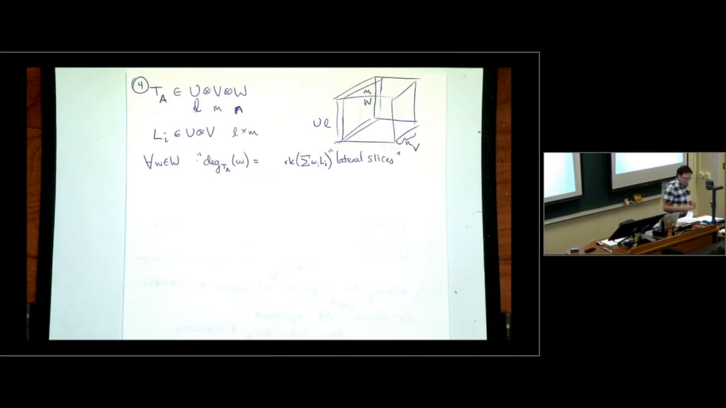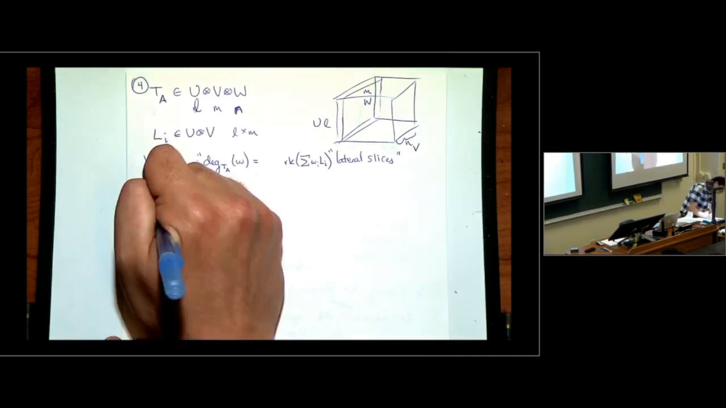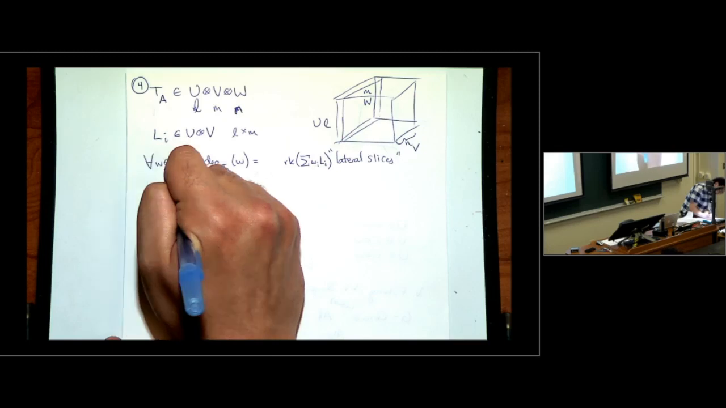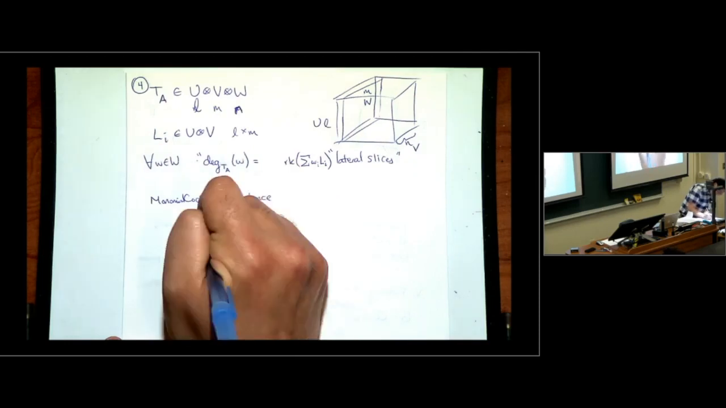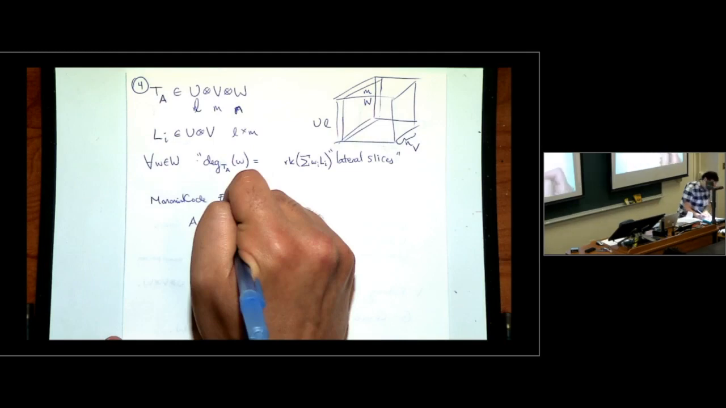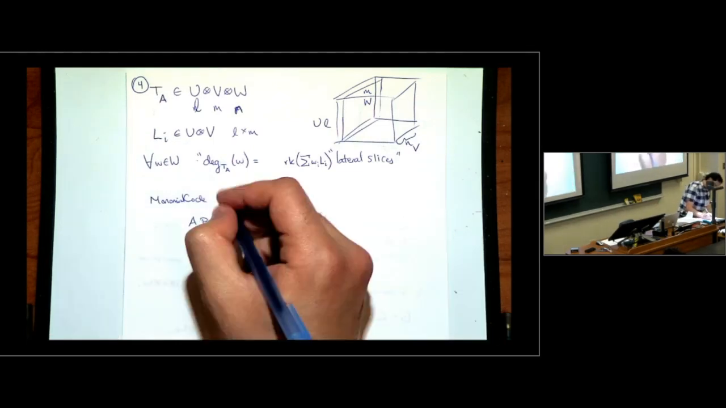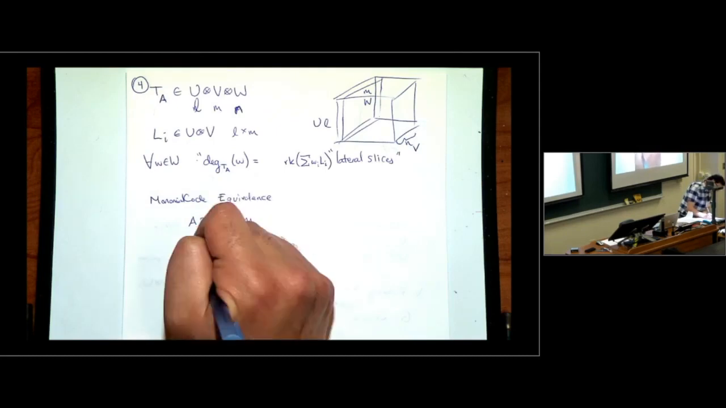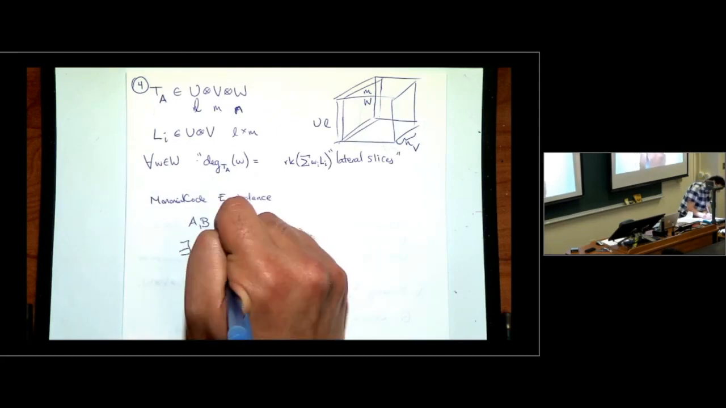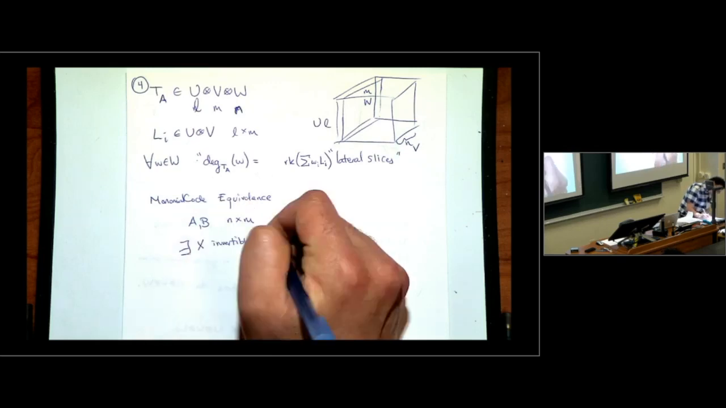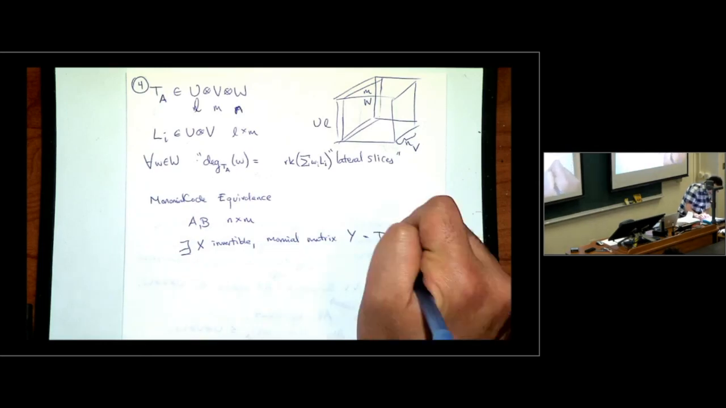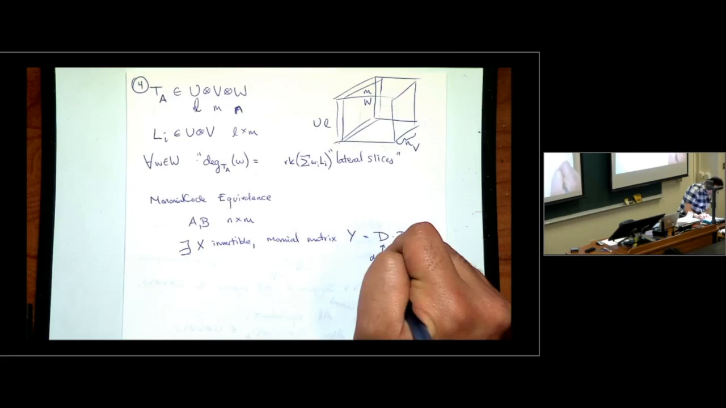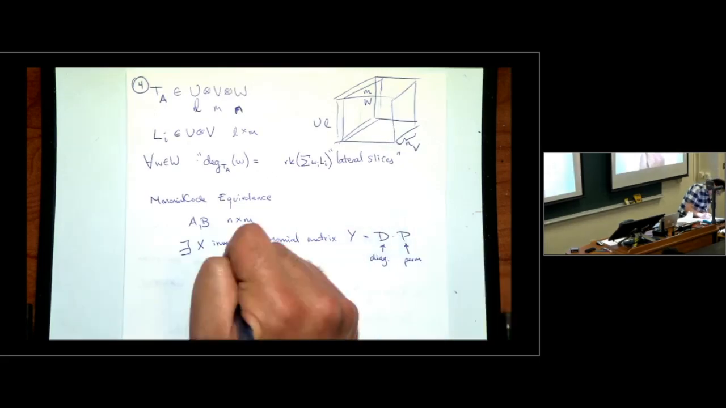And so the question is, say I want to do a reduction from the following problem, which is called monomial code equivalence. So this problem is I have two matrices A and B, which are n by m. And the question is, is there an invertible X and a monomial matrix Y, which means this is a diagonal matrix times a permutation, such that XAY equals B.